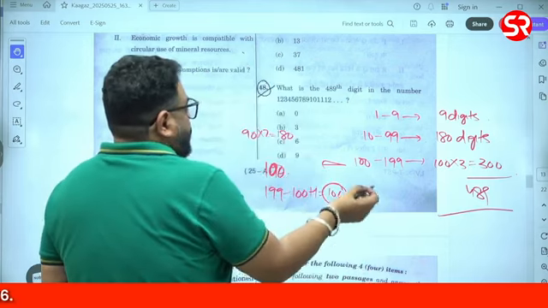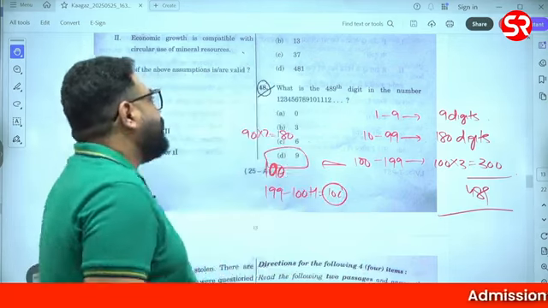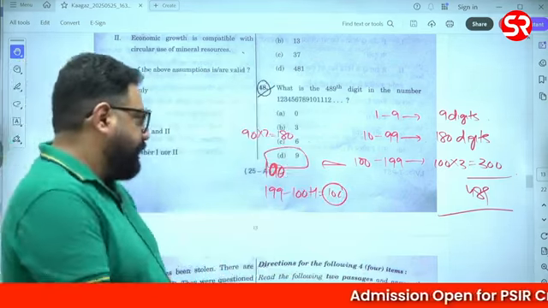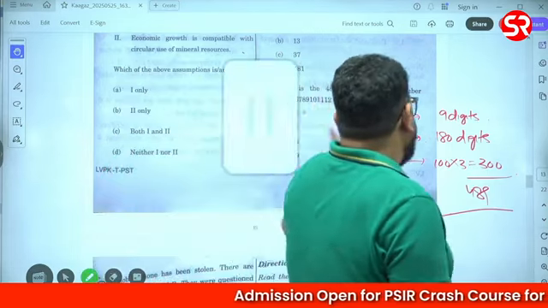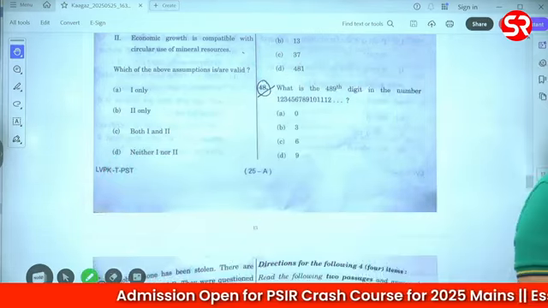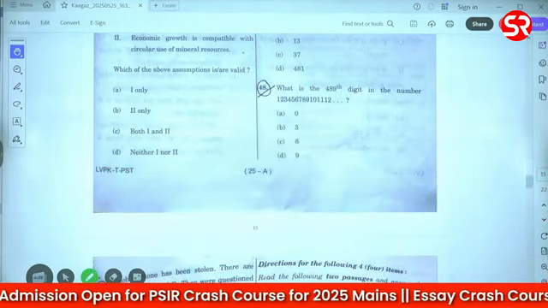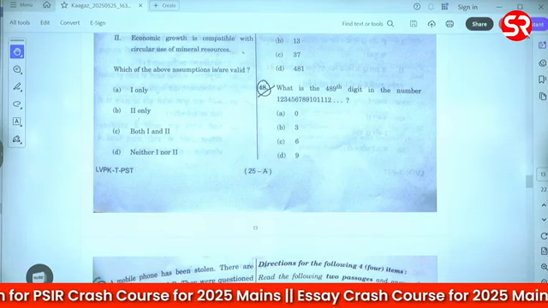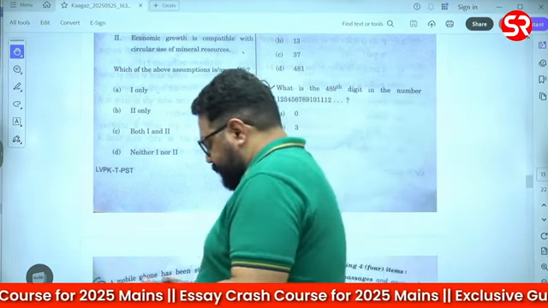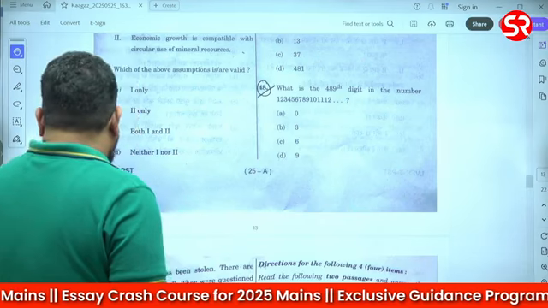digits ending with 9. You should have done this. This is a plain simple question. All of you should have done it, right? Next, see.